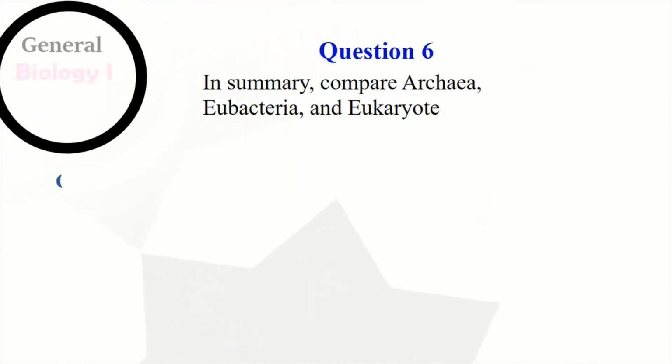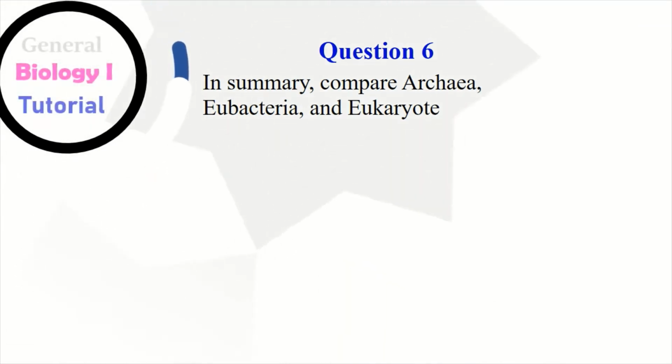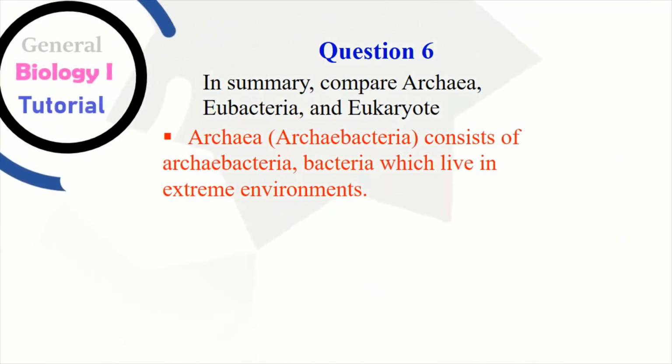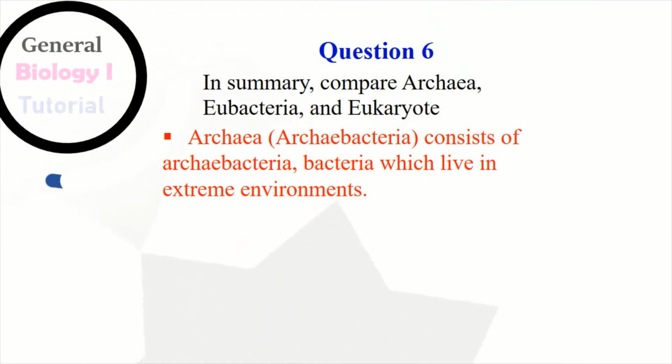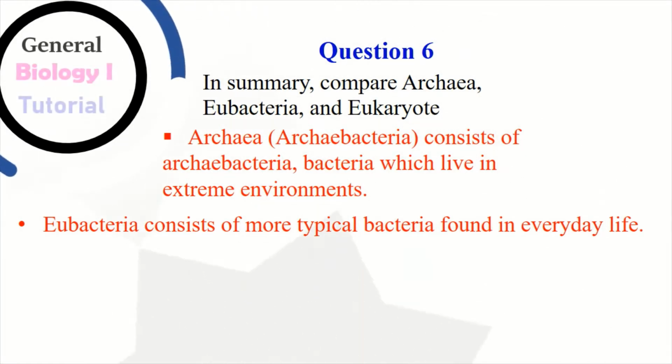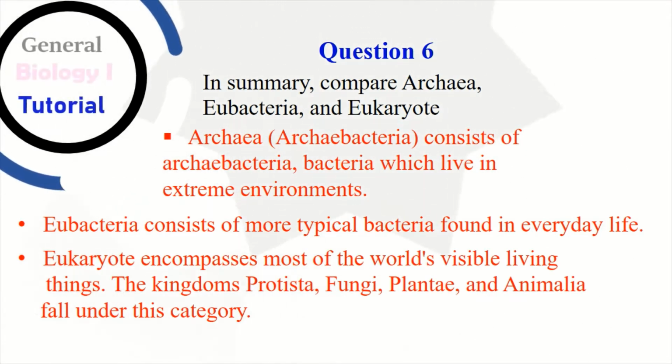Question 6. In summary, compare Archaea, Eubacteria, and Eukaryote. Archaea consists of Archaebacteria, bacteria which live in extreme environments. Eubacteria consists of more typical bacteria found in everyday life. Eukaryote encompasses most of the world's visible living things. The kingdoms Protista, Fungi, Plantae, and Animalia fall under this category.